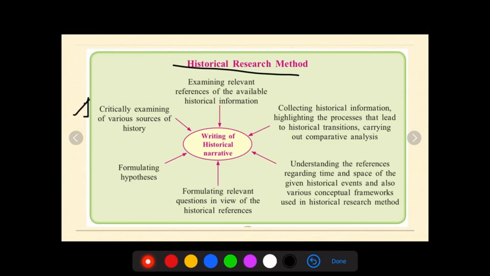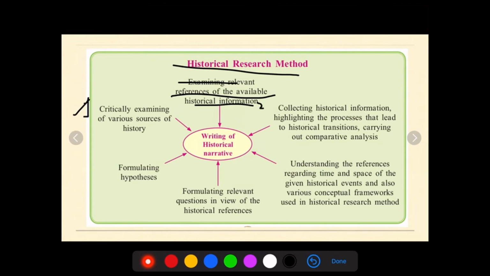Next is examining relevant references of the available historical information. Now, examining or comparing to the old information. There are so many letters written by Shivaji Maharaj or Gandhiji, anyone. So the earlier letters which they found and the letter which I gave to them, they will compare both the handwritings, both the languages, both the paper types, the manufacturing date and type of paper, the author's style of writing. They will compare with both the references, and then they will do further scrutinization.